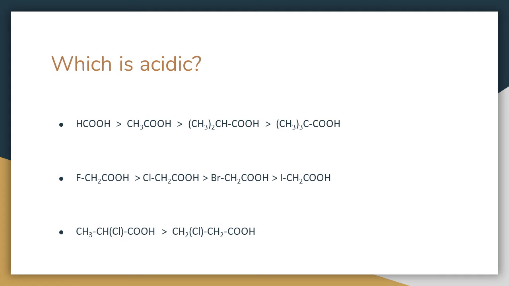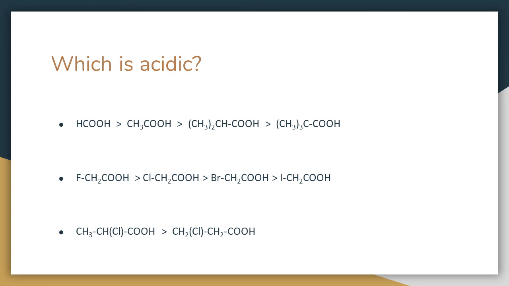In the third example, we have chloropropionic acid. In the first case, the chlorine is substituted in the first carbon, and in the second case, the chlorine is substituted in the second carbon. So 1 chloropropionic acid and 2 chloropropionic acid. The position of the chlorine influences the acidic nature here. When the chlorine is substituted in the first carbon, the inductive effect is more, and when the chlorine is substituted in the second carbon, the inductive effect becomes less.